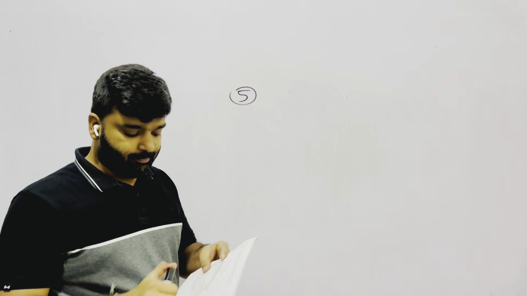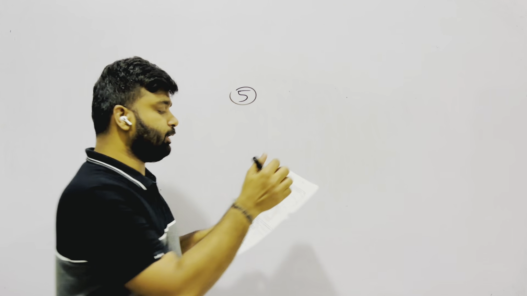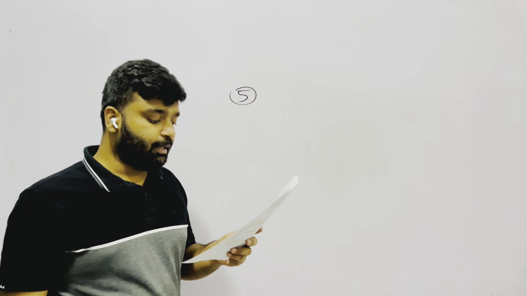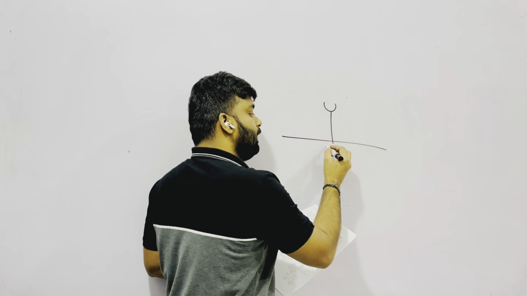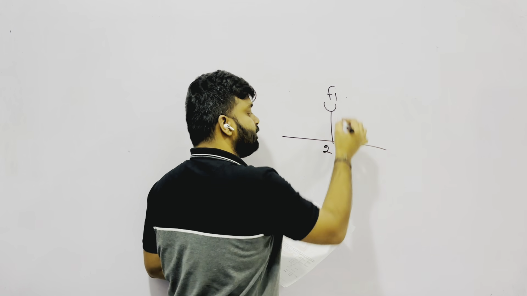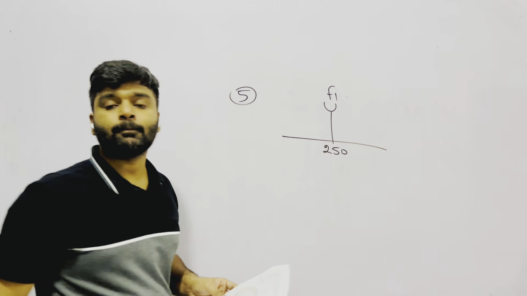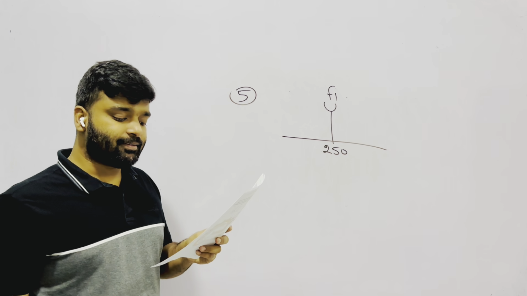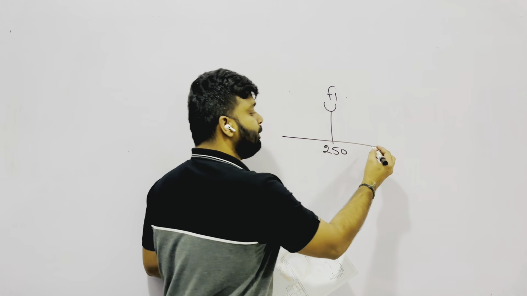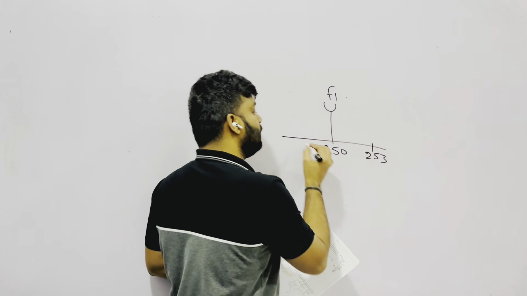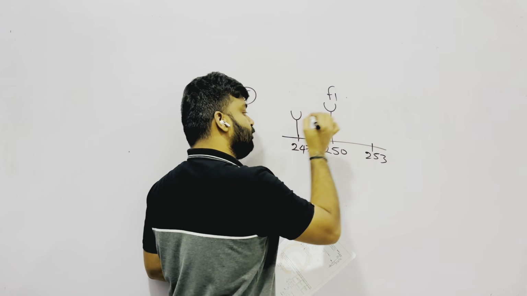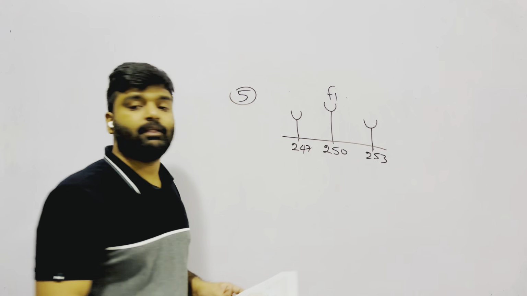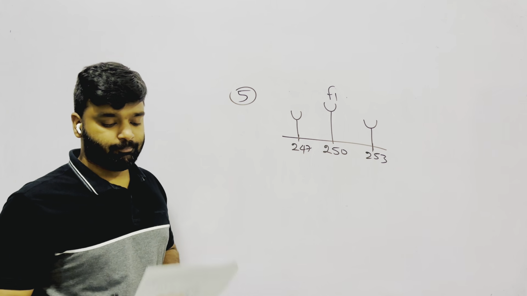Question number 5. When a tuning fork of 250 Hz frequency is sounded together with another tuning fork, it gives 3 beats per second. You can use a number line to do this question. The frequency of the first tuning fork is 250 Hz. If the second tuning fork is giving 3 beats, it can be plus 3 Hz or minus 3 Hz. That means the second tuning fork may be of 253 Hz or 247 Hz, right?